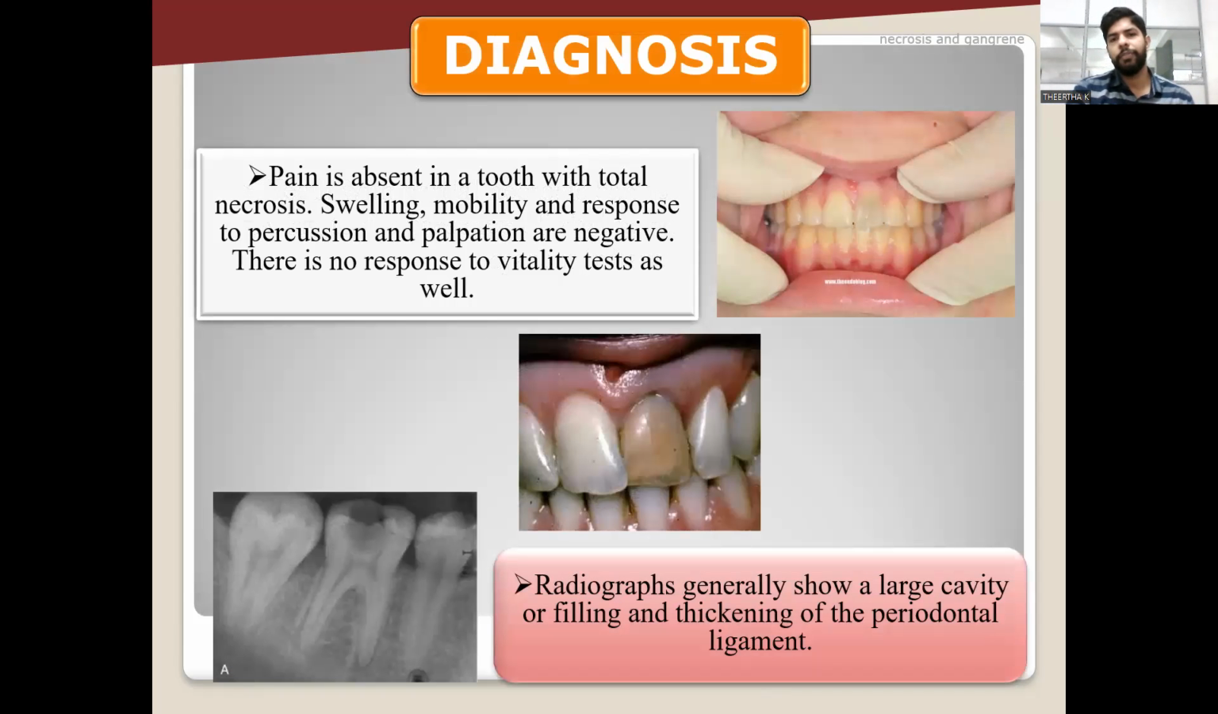The diagnosis of pulp necrosis is usually not routine. Pain is absent in a tooth with total necrosis. Swelling, mobility, and response to percussion and palpation are negative, and there is no response to vitality tests. The radiograph generally shows a large cavity or filling and thickening of the periodontal ligament.